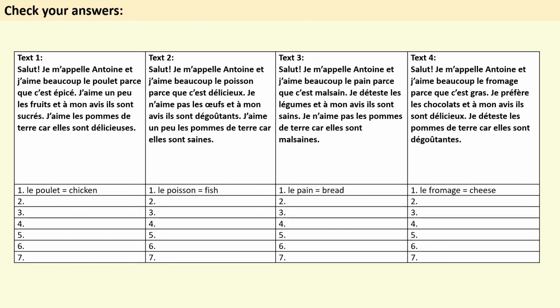So here was the first difference that we went through. Le poulet is chicken, le poisson, fish, le pain, bread, and le fromage, cheese. Pause to check that. Press play to check number 2. Okay, the next difference was the description. C'est épicé, épicé spicy, délicieux, delicious, malsain, unhealthy, and gras, greasy. Pause to check that, press play to go on.